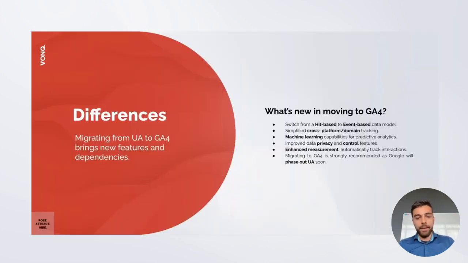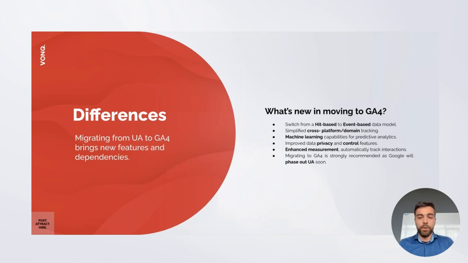So, of course, some of you might be familiar with universal analytics. An easy question you would have after that is what is different between UA and GA4. So let's just go through some of the main differences here. Universal analytics was a hit-based data model, and now GA4 is moving to a fully event-based data model. I'll get a little bit further into what that exactly means during the demo, but for now, just know that everything in GA4 is classified as an event, essentially.